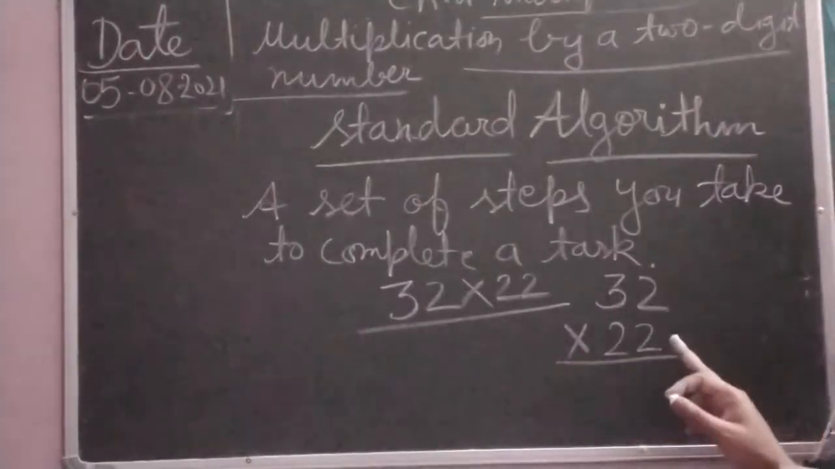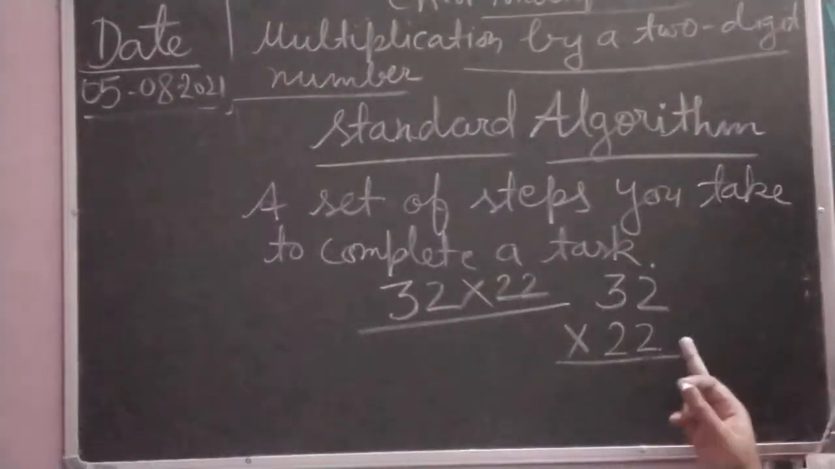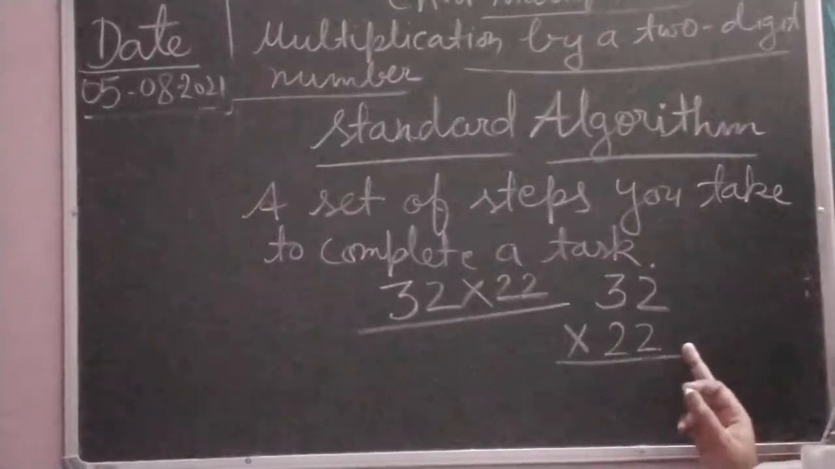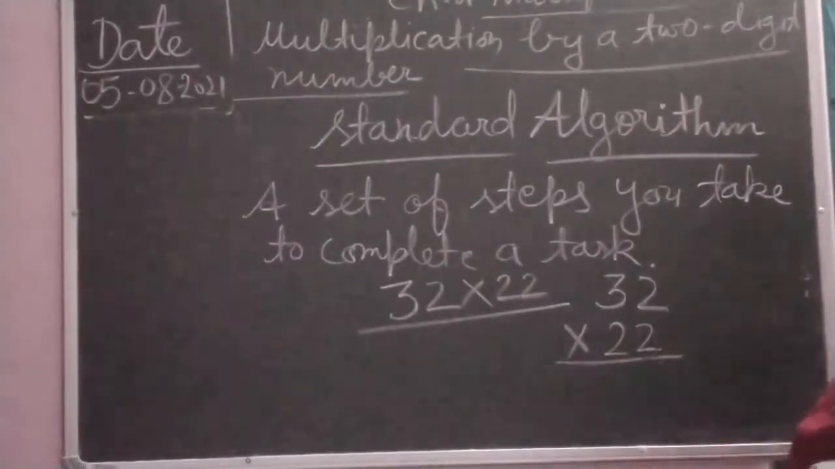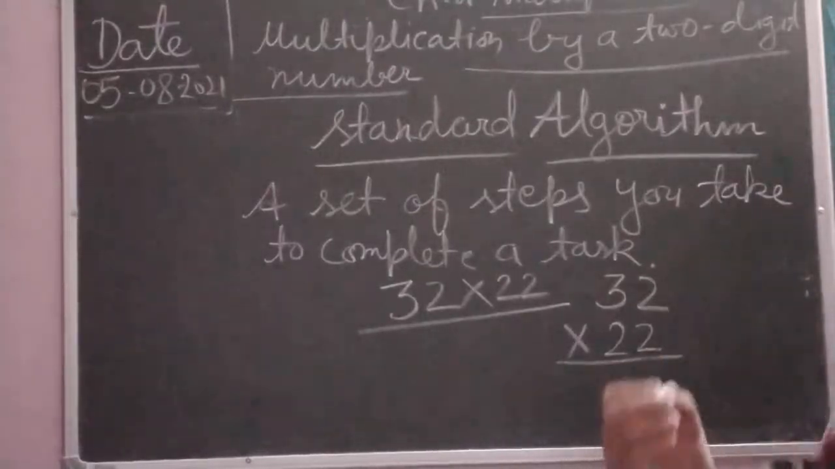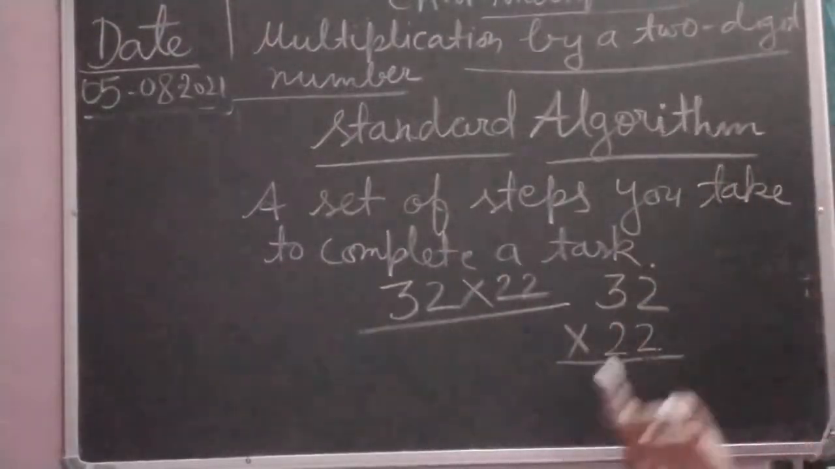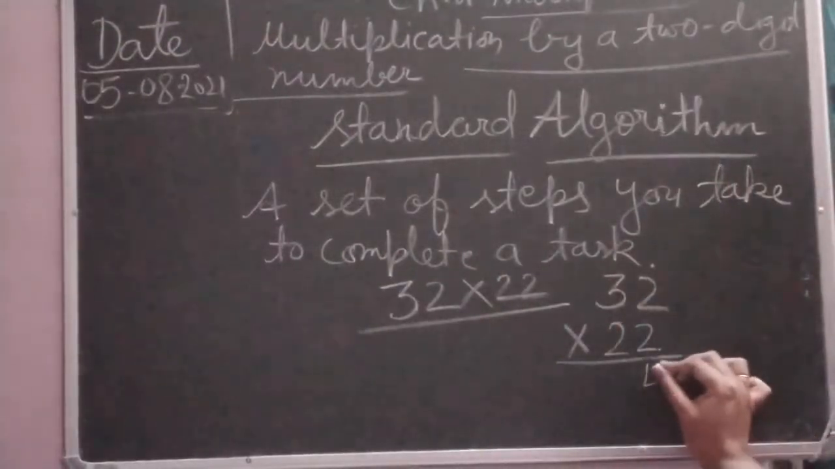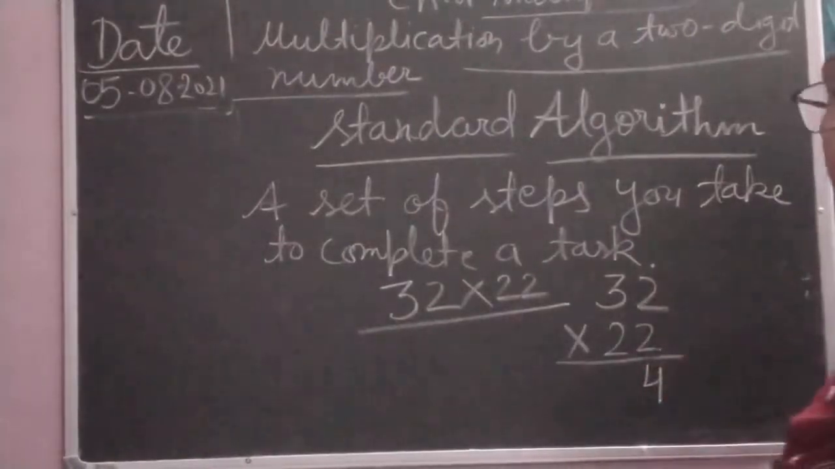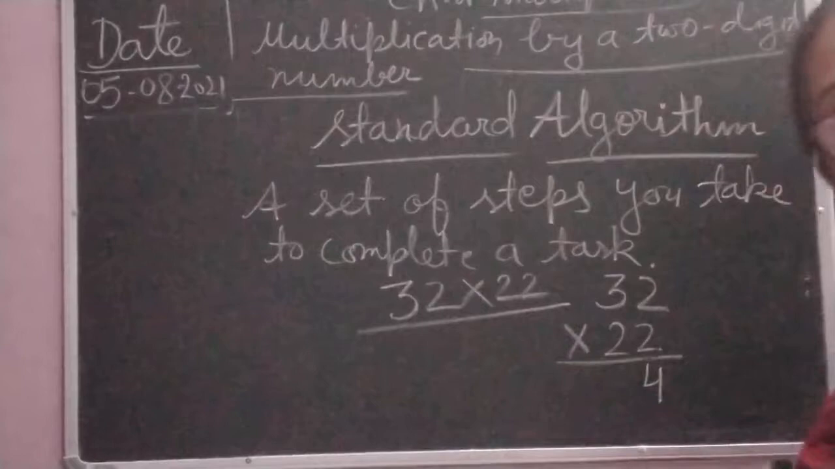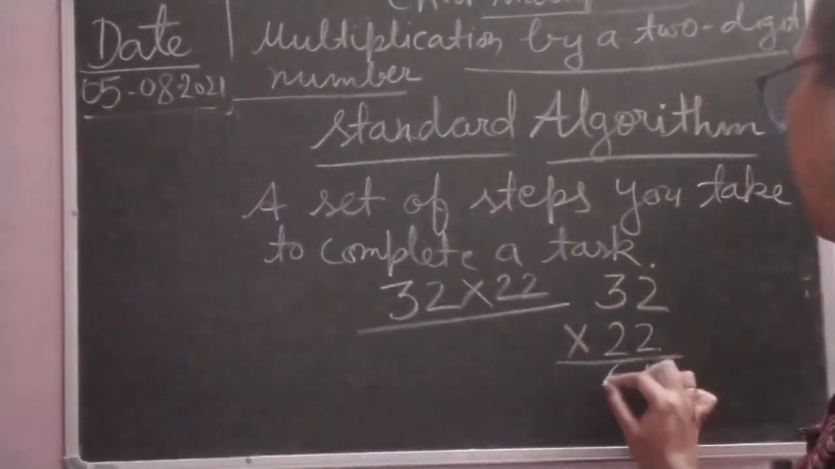Now first we will start from this 2 because this is at the ones column. So first we will start from the right side. 2 2's are... it means we will repeat 2 times. 2 1's are 2 and 2 2's are 4. Now here we will write 4, children. Then 2 3's are... it means 2 1's are 2, 2 2's are 4 and 2 3's are 6, children.